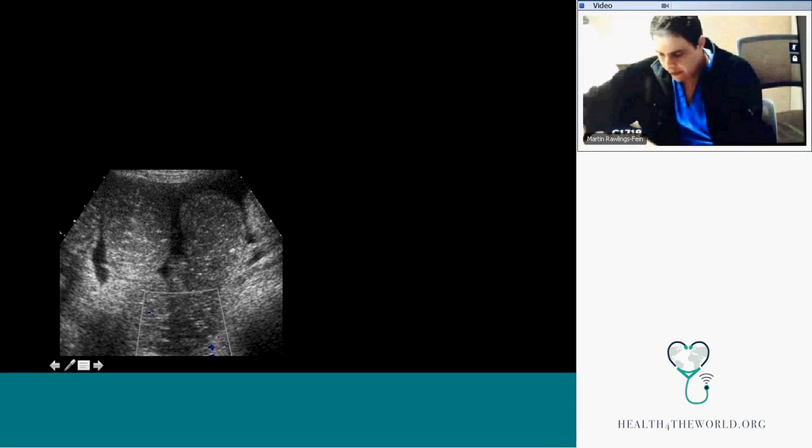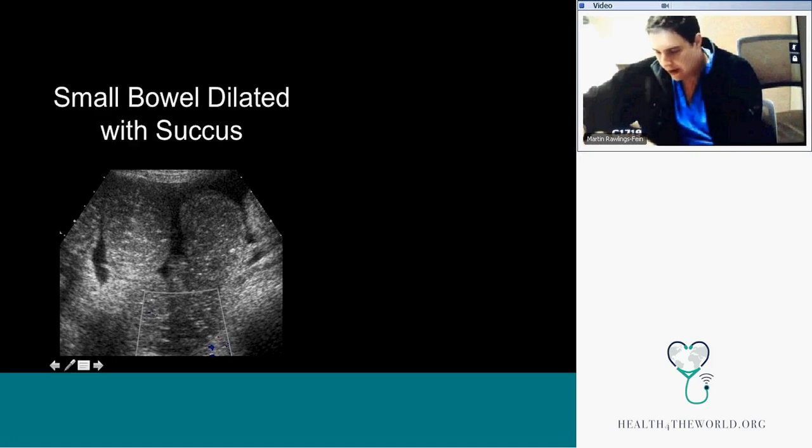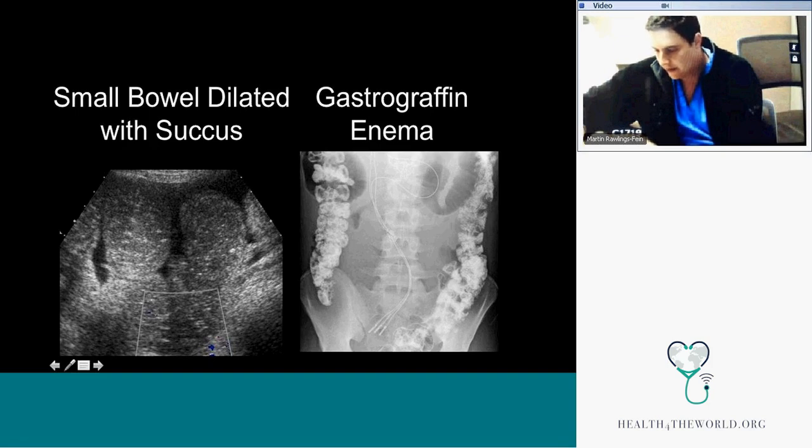But it's this speckly looking stuff. This stuff is usually what stool looks like. When we see it in the small bowel, we won't call it stool in the small bowel, we'll call it succus. So it's dilated with succus. Where we will do an enema with Gastrografin.